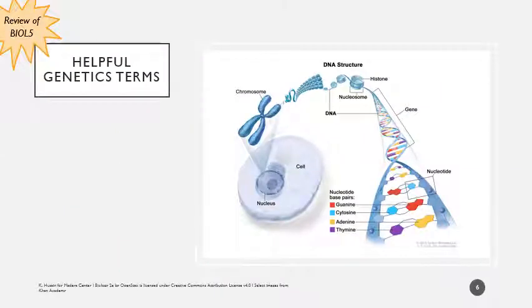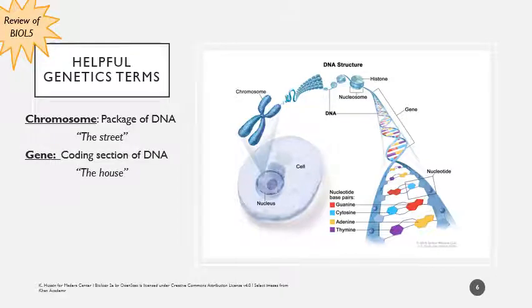So just a few terms that I think are really important to have a solid foundation of going into this lecture include chromosome. I kind of think about this like an entire street. It's a big package of DNA, and there's a lot of stuff going on there. Each street in a residential neighborhood has lots of houses. So each of those houses can be a gene.